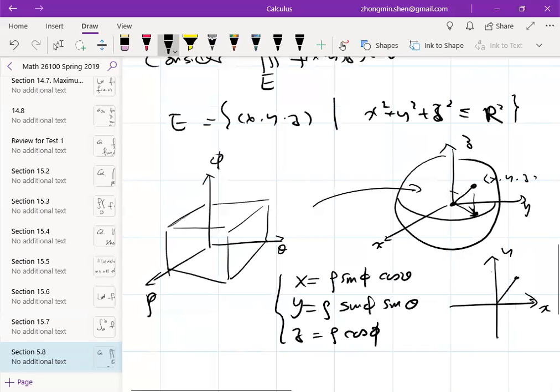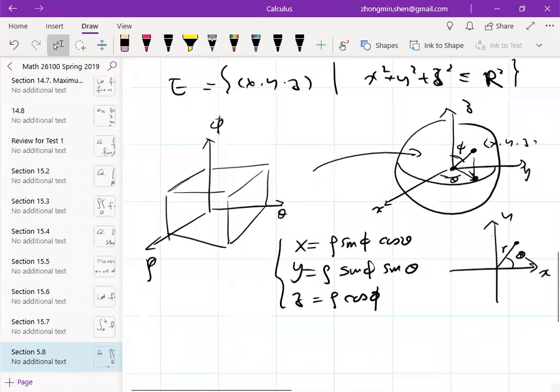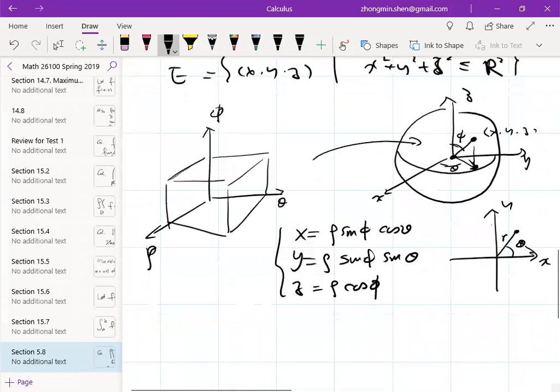This is here, so that is the point here. This will be r. And then you have the angle theta. This is theta, and this angle is phi, where phi is between 0 and pi. The length between the origin and that point is rho. Then you will see that r is going to be rho sine phi.